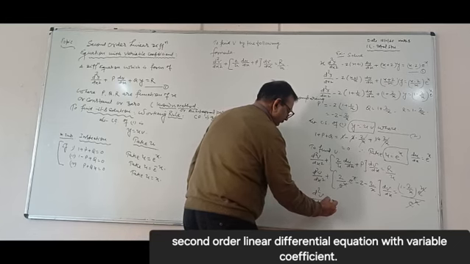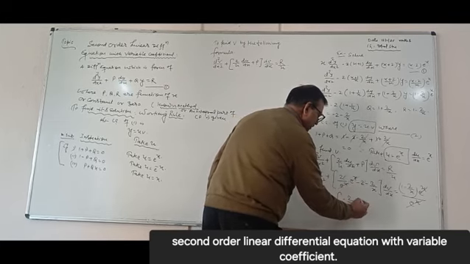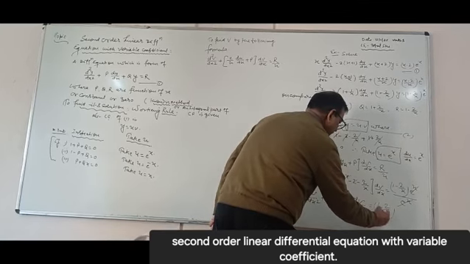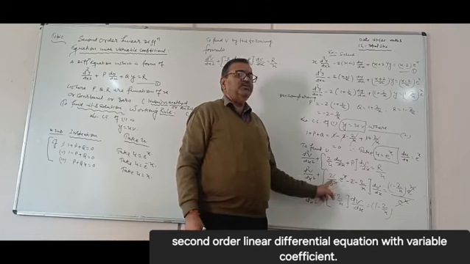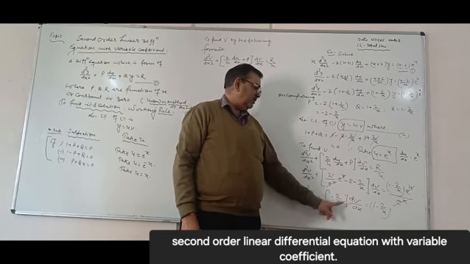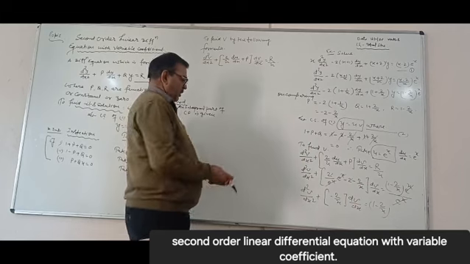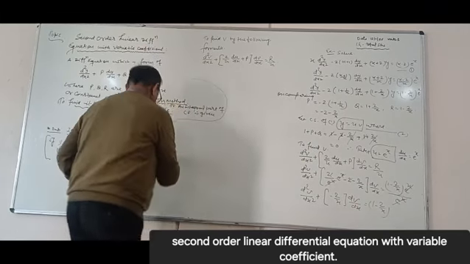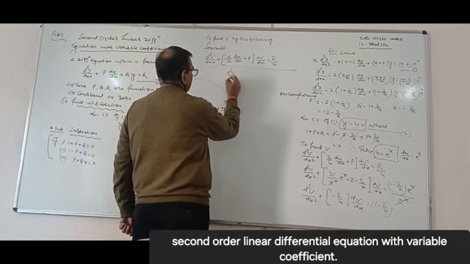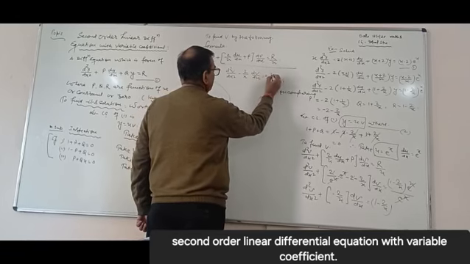So we get d²v/dx² + 2 − 2x dv/dx = 1 − 2x, and 2 minus 2 cancels. So that is d²v/dx² − (2/x) dv/dx = 1 − 2x.